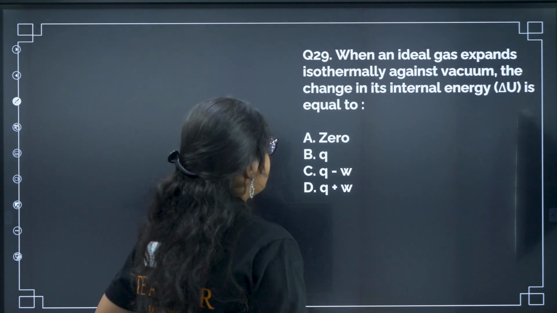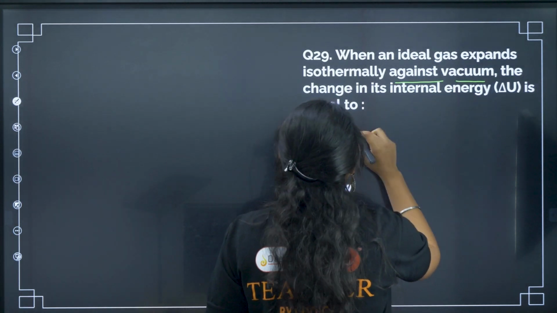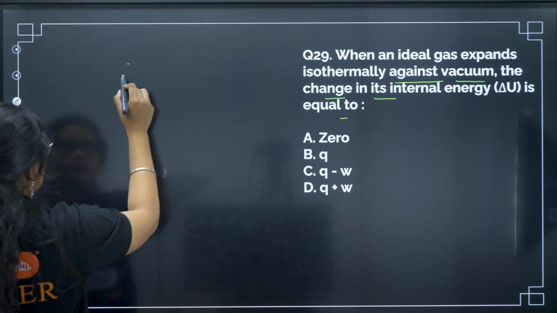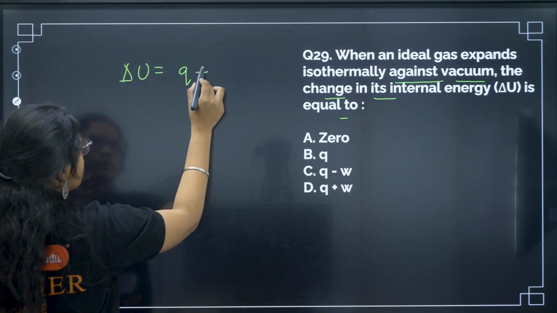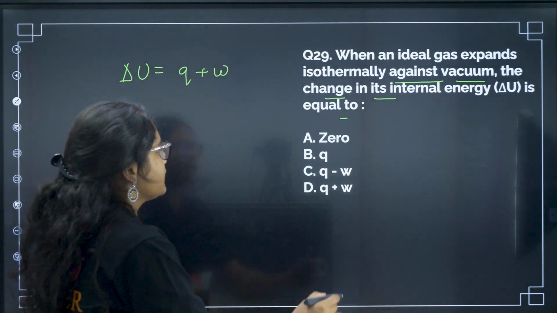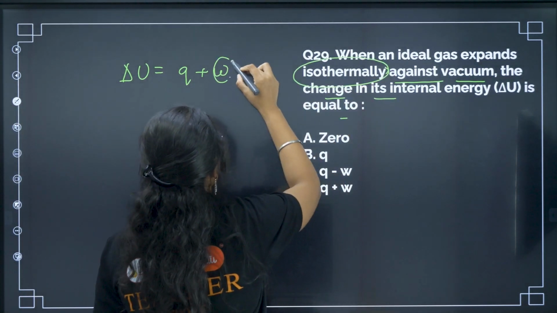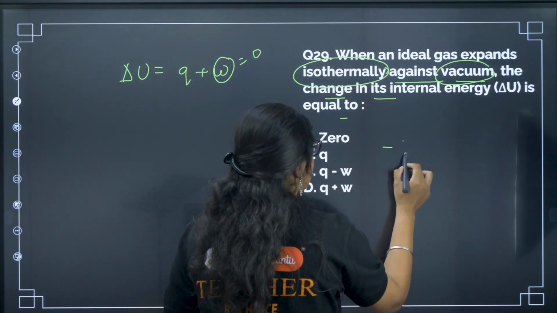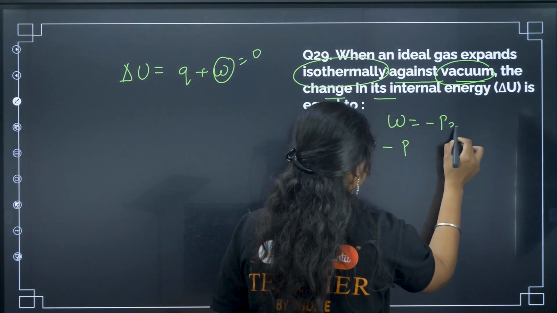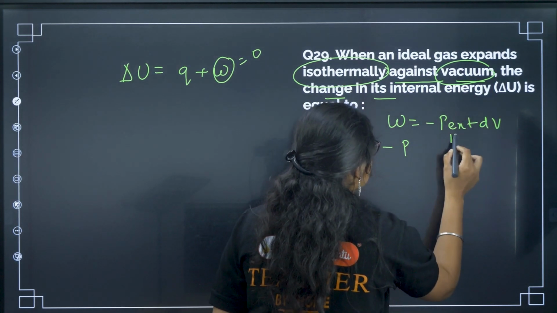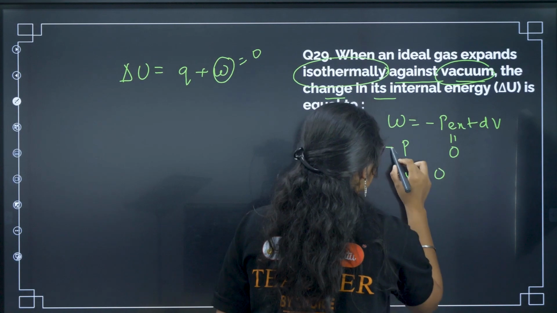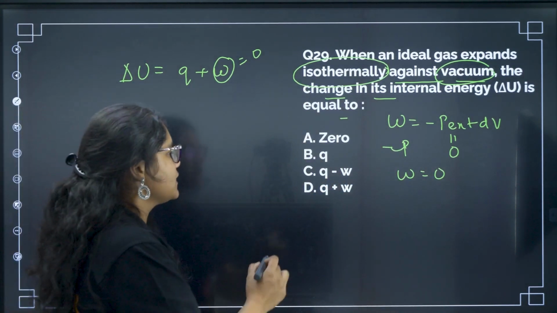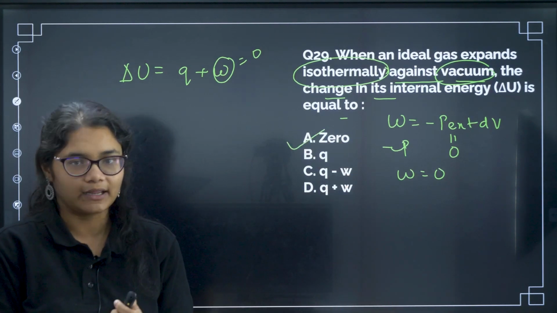Okay, next. When an ideal gas expands isothermally against vacuum, the change in its internal energy is equal to. What is the formula of delta U? Delta U is equal to Q plus W, right? Whenever it is against the vacuum, work done is equal to 0, because the work done formula is minus P external into dV. In vacuum, P external is 0, so work done is 0. Again, it is an isothermal process, so delta U is always 0 for an isothermal process. So the correct answer for this question is option number A.